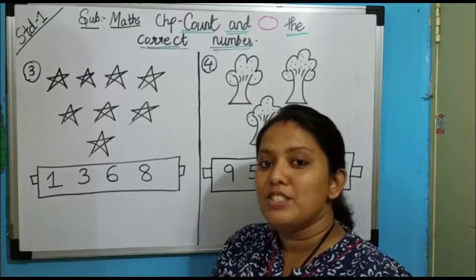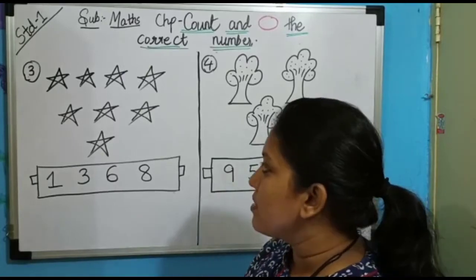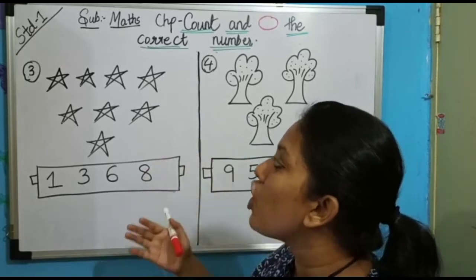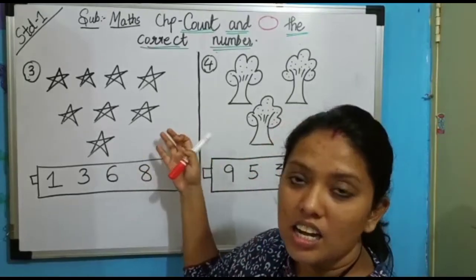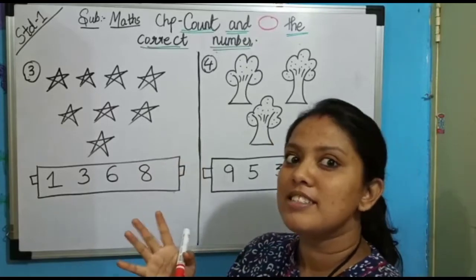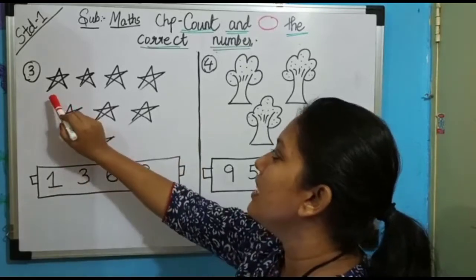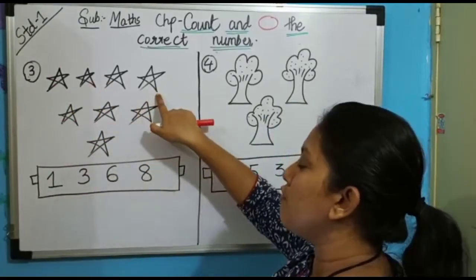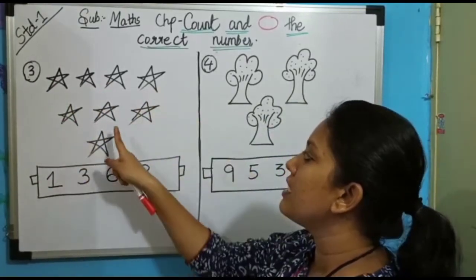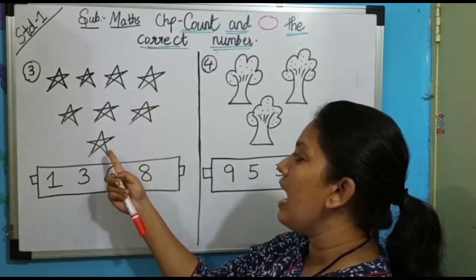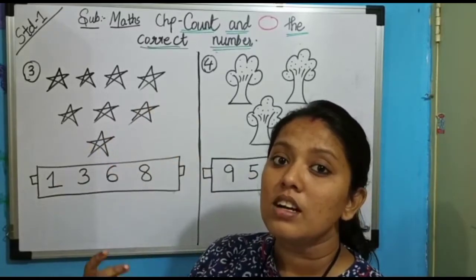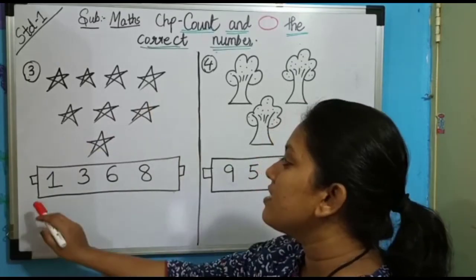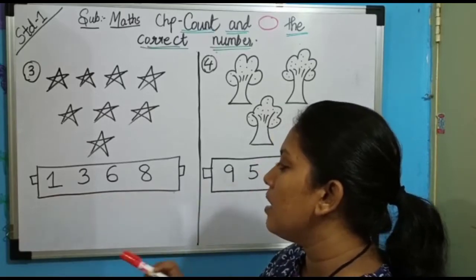Alright. Okay friends, let's move ahead with some more examples. Our next object that we have here is stars. Let's count how many stars we have. 1, 2, 3, 4, 5, 6, 7 and 8. How many stars did we count? Those are 8. Now let's find number 8 in these numbers.